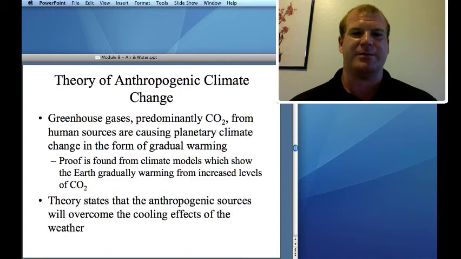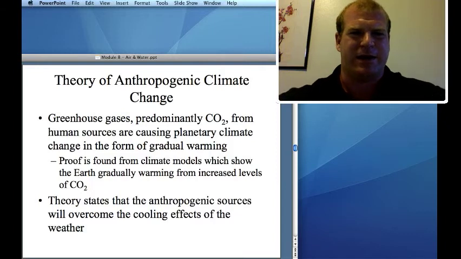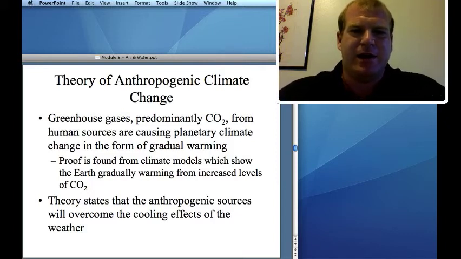And the theory of anthropogenic climate change, also known as global warming, is a very unique theory because in contemporary science, most things to be accepted science need experiment to back them up. The difference for global warming is that the proof is in climate models and not in real data. But the climate models suggest that increasing levels of carbon dioxide will cause a warmer climate.